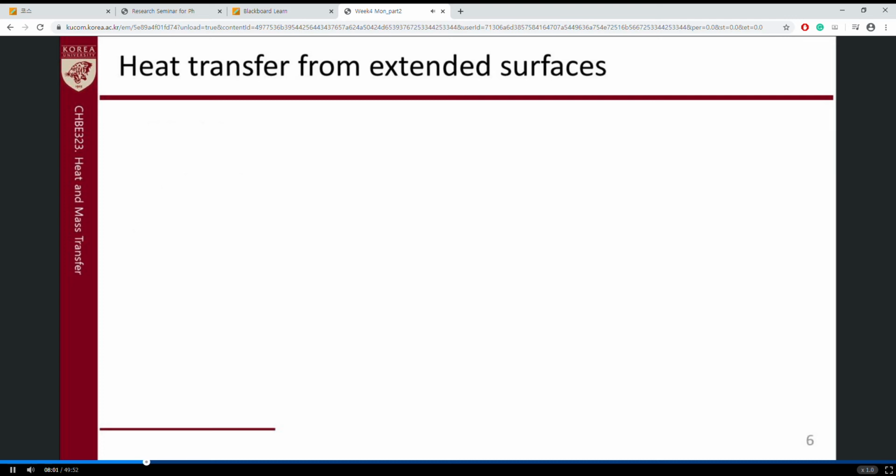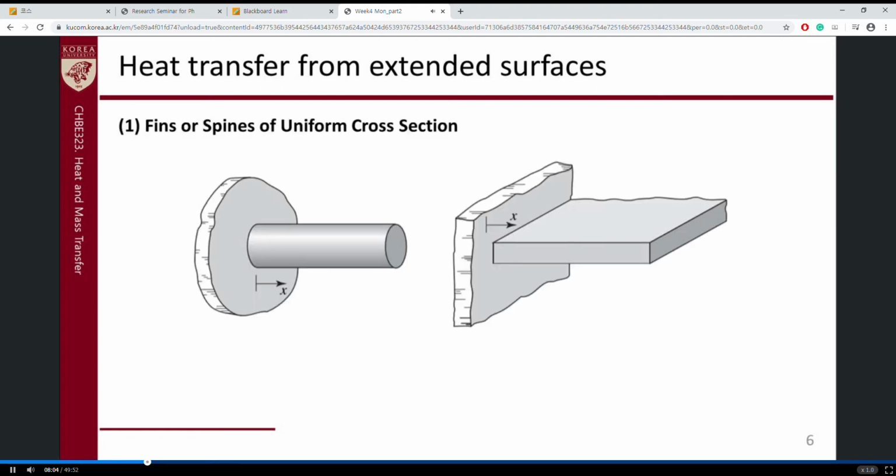Okay. So now we are going to move to some specific geometry. This is one example of the extended surface, which is fins or spines of uniform cross section. Yeah, these are the geometries. And what is the meaning of uniform cross section? It means that the area of the extended surface does not change depending on x, which means Ax can be the constant A, and the perimeter Px can be the constant P.